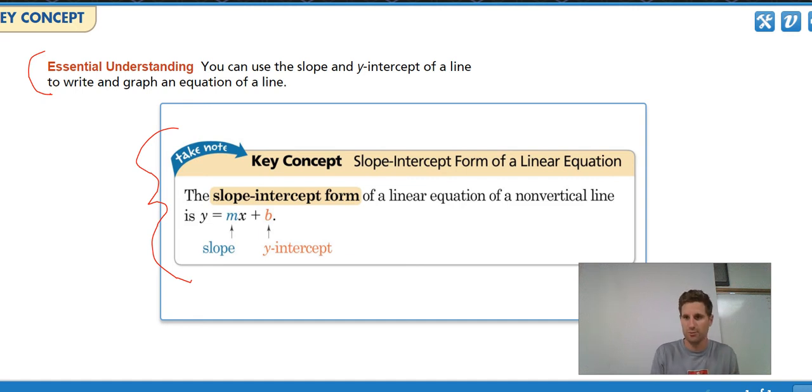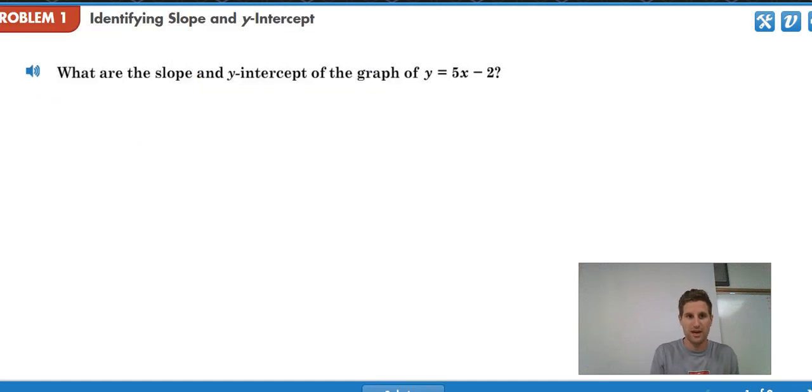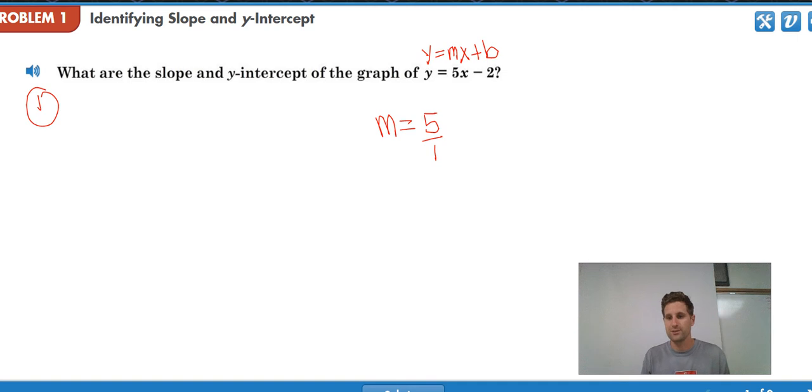Let's take a look at an example. Example one: first we have to identify the slope and the y-intercept. I like to write the equation right above the problem. So write this line out and write the equation right above it. There we can pull the slope, which is m. It's going to be 5. I like to always write my slope as a fraction because it's rise over run. And my y-intercept, b, is -2.